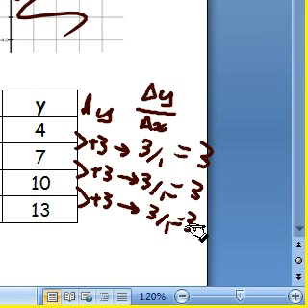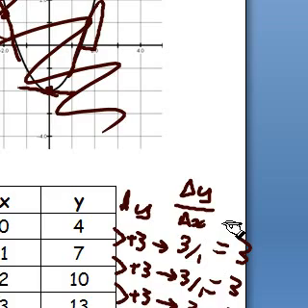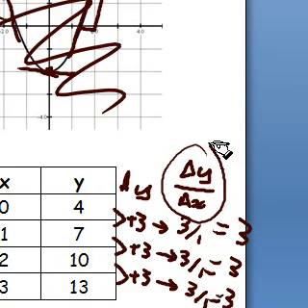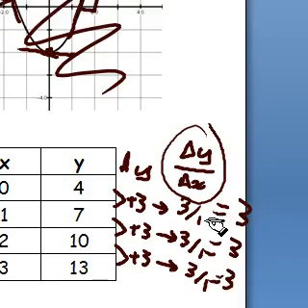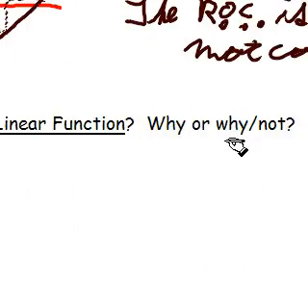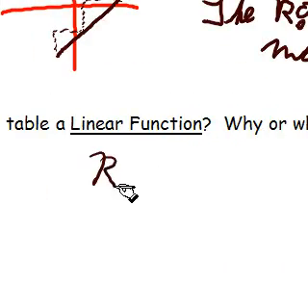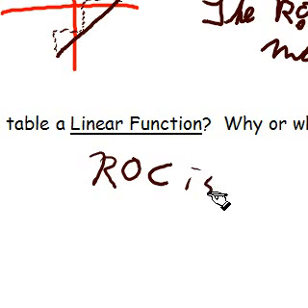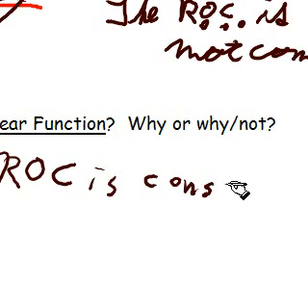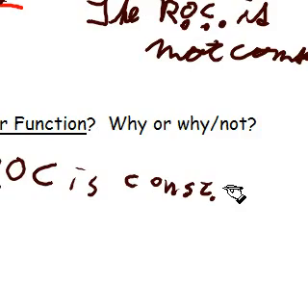So, is this a linear function? Yes. Why? Because the rate of change, remember, which is the same as delta y over delta x, is constant. So, rate of change is constant.